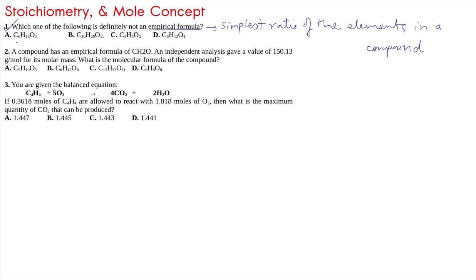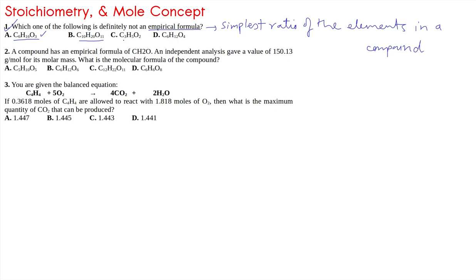If we look at the first answer, C6H16O3, here you can't simplify these ratios or these number of atoms any further, because 3 is an odd number, 16 and 6 are even numbers, so they can't be simplified more. So it can be a stoichiometrically correct empirical formula. Let us see the second one. The second also can be a correct empirical formula because here the ratios 10, 20 and 11 cannot be simplified anymore.